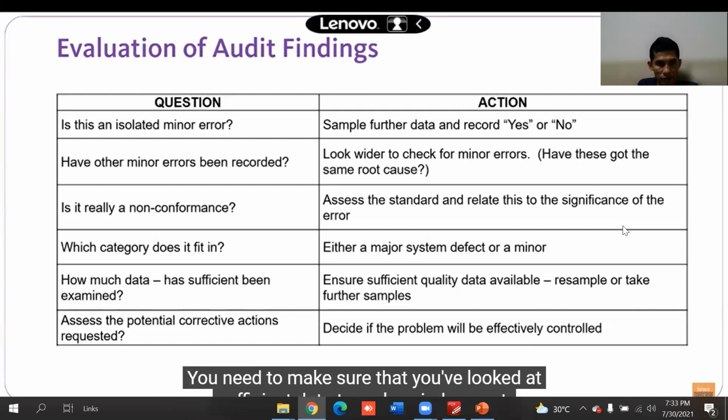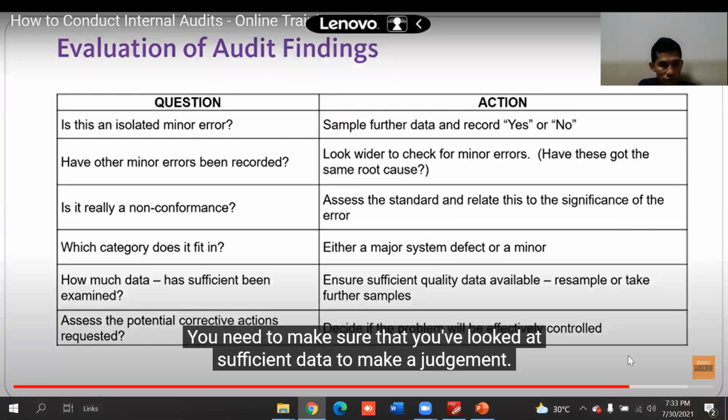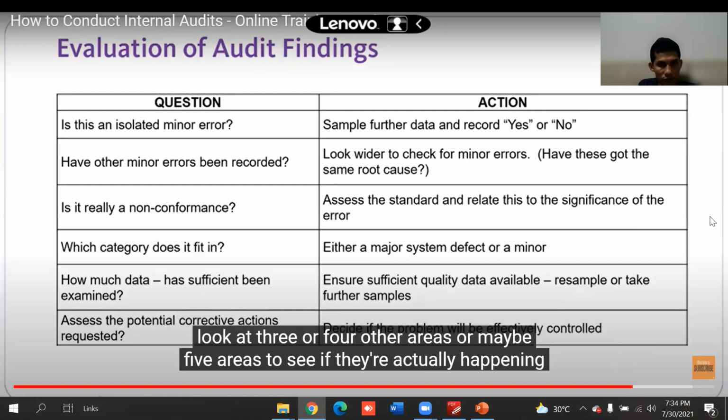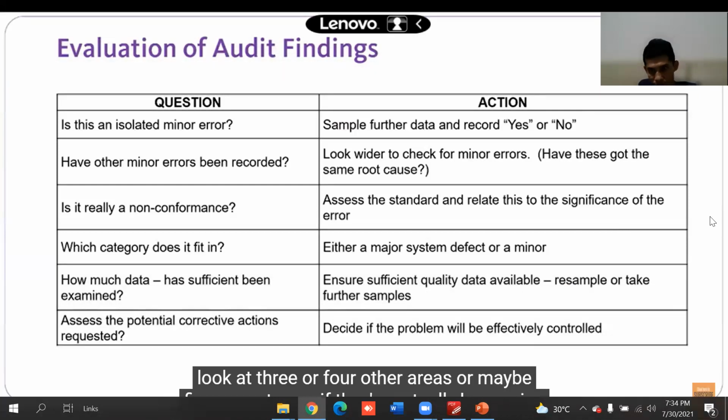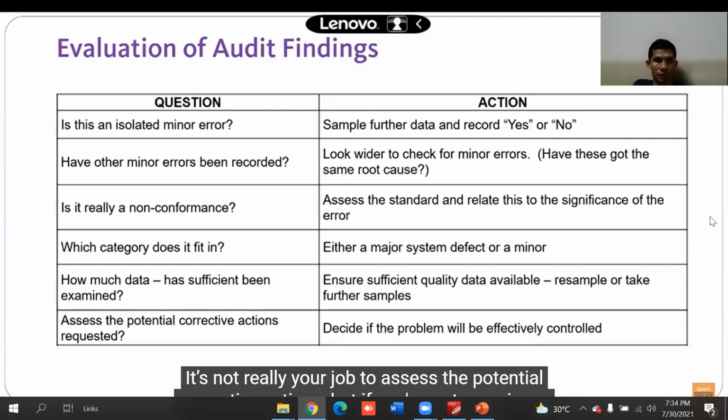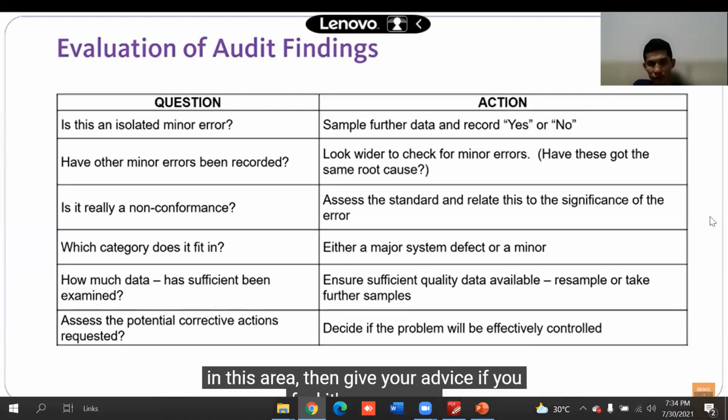You need to make sure that you've looked at sufficient data to make a judgment. As a one-off, it could just be a one-off. But if it's not, you may want to look at 3 or 4 other areas, or maybe even 5 areas, to see if it's actually happening in these other areas. And then assess. It's not really your job to assess the potential corrective actions, but if you've got experience in this area, then give your advice if you feel it's necessary.